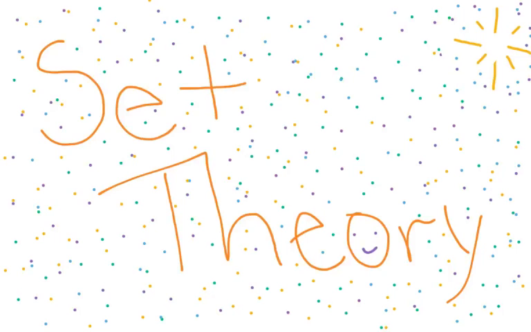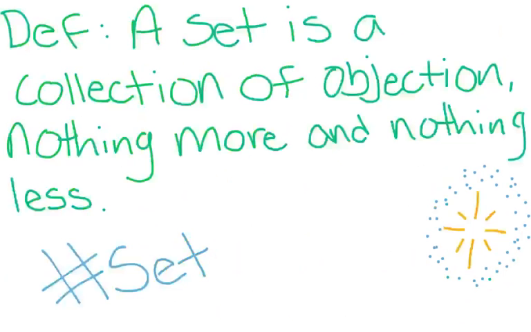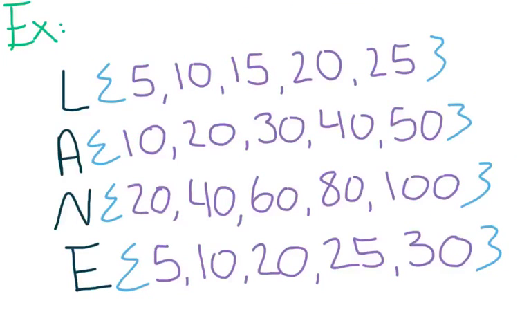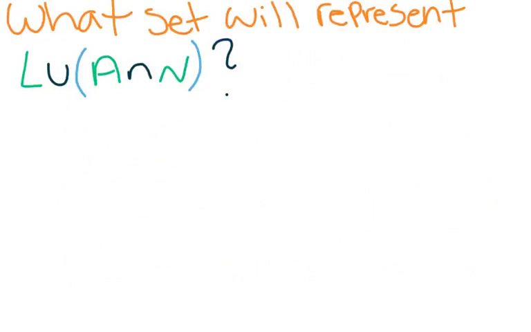Today we are going to demonstrate how set theory works, which means a set is a collection of objects, nothing more and nothing less. Here are our sets. What set will represent L union A intersecting N?